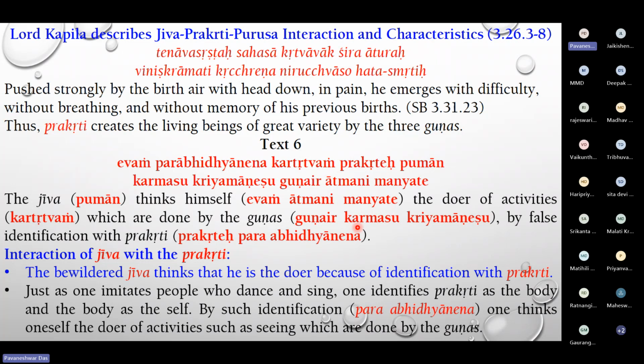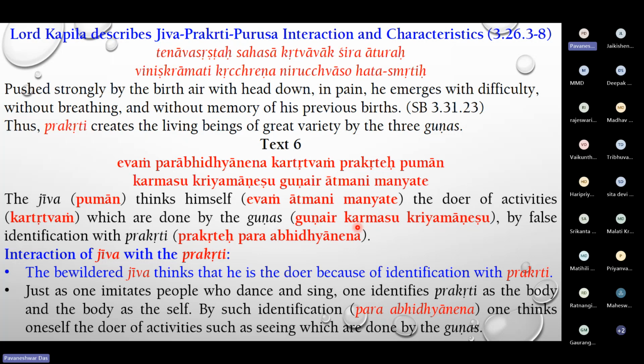Just as one imitates the people who dance and sing, one identifies Prakriti as the body and the body as the self. So an example is given. When you go to a drama or a movie theater, you like one of the characters in the movie. When you come out of the theater, you start acting like that, dancing like that, posing like them. Because you like that person so much, you want to be like that person. Something like that. Because when we enter into this body, we identify with this body so much, and we say I am doing this, I am doing that, which are actually done by the body. Just as one imitates people who dance and sing, one identifies Prakriti as the body and the body as the self.